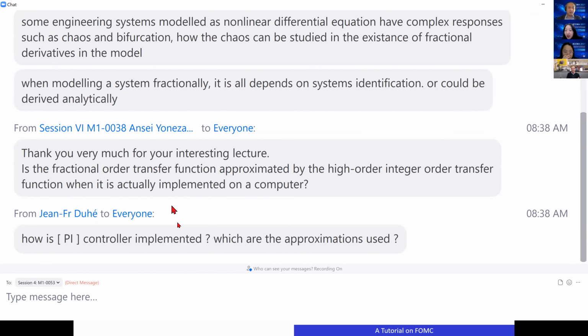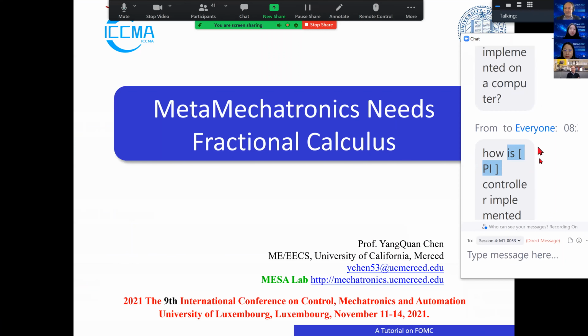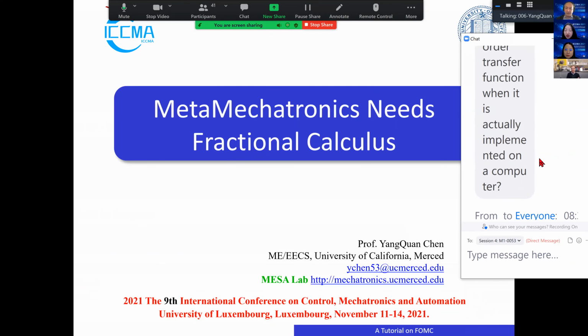And how is the PI controller implemented? Which approximations are used? Here's the answer. Yes, we implemented it. We even flew it. The idea is to approximate it using an integer order transfer function, such that their impulse responses are the same, not changed. This type of method is called impulse response invariant discretization. So you become a digital controller. The code is in MATLAB Central. You can download the code to do this discretization realization. Thank you for this question.